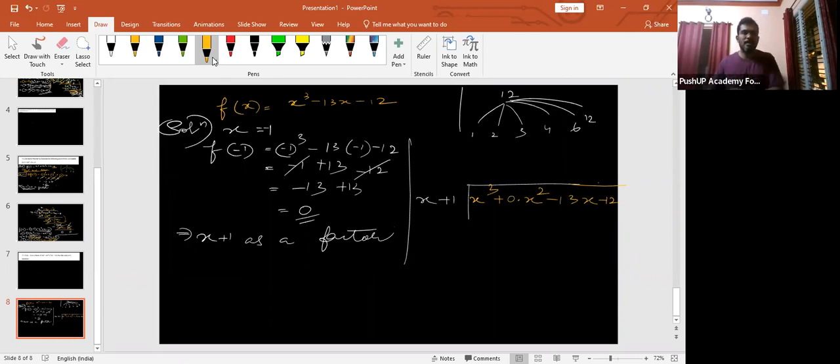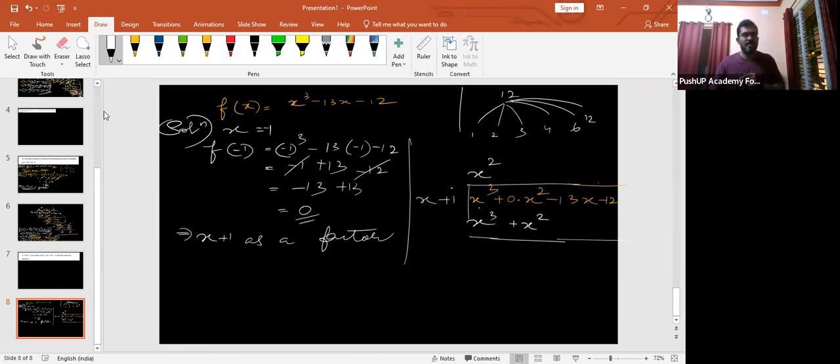See how it is going to be convenient for you. I should be multiplying x with what so that I get x cube? It should be x square, right? So here I will write x square. Now, whatever quotient I got, I should be multiplying it with the remaining part of the divisor, which is 1. x square into 1 will give me what?